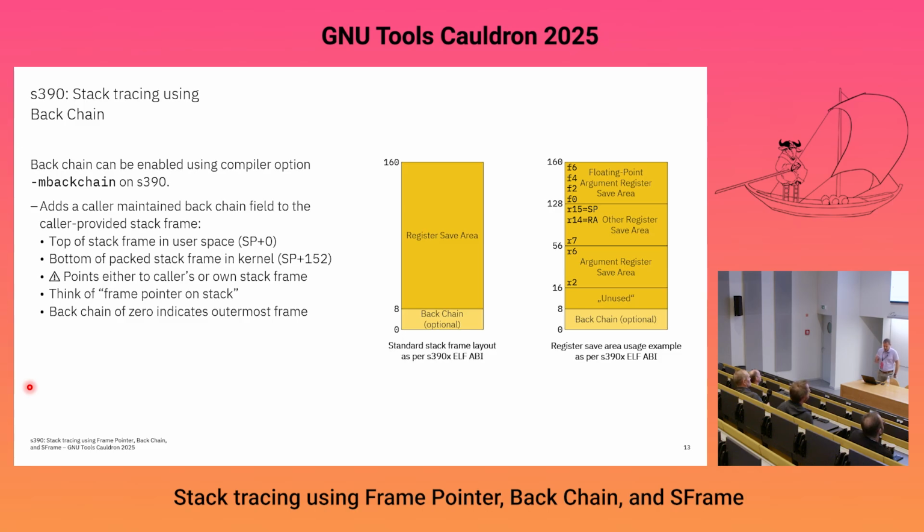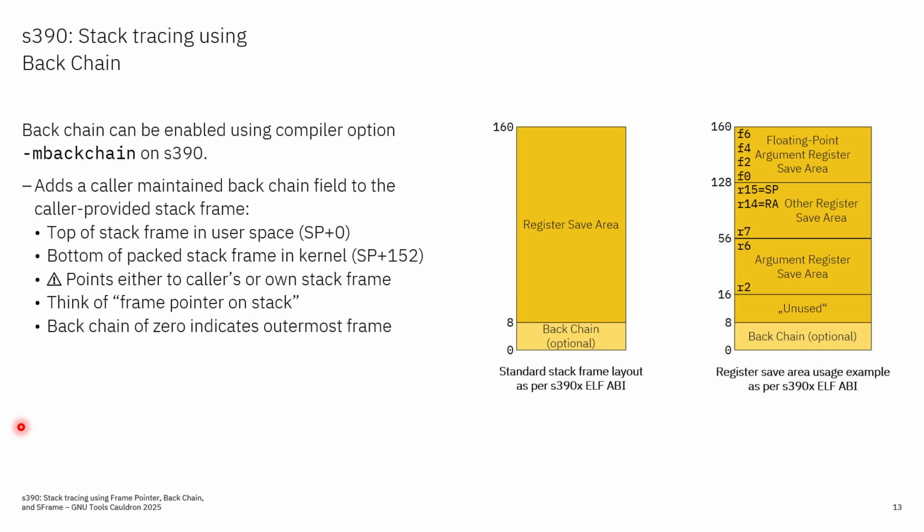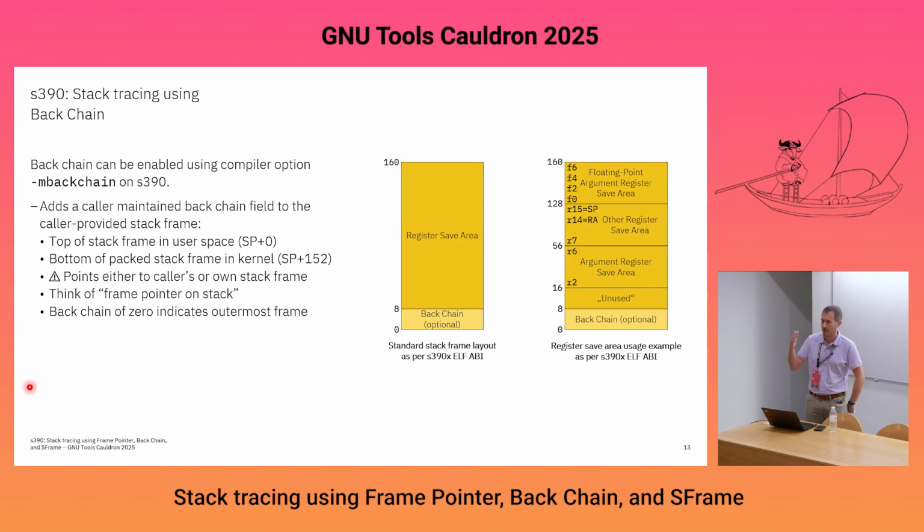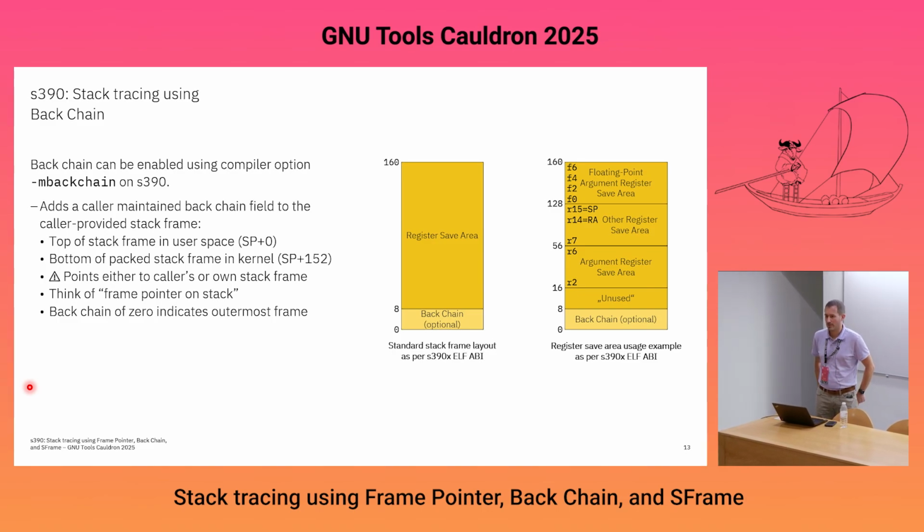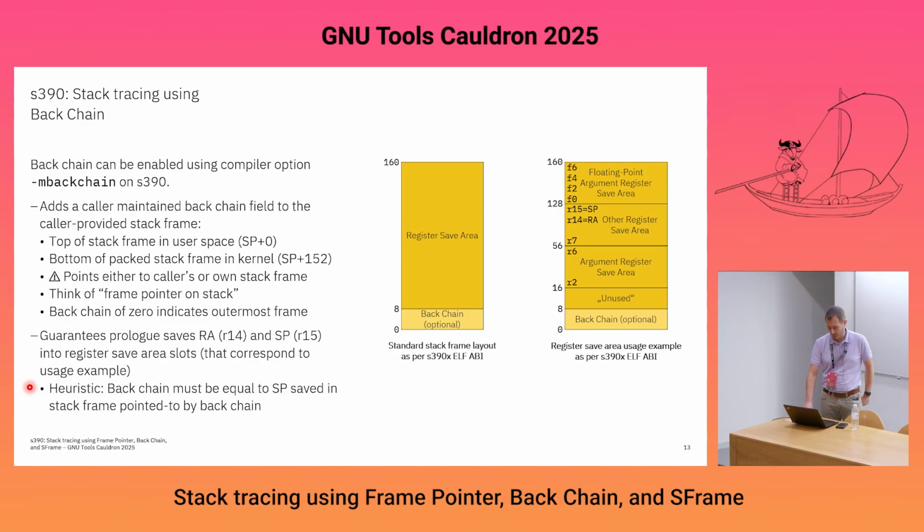And note that this has the same issues as with frame pointers. So the backchain either points at the caller's or its own stack frame. So there is the same issue that sometimes the stack tracer would record the caller's caller instead of the caller. So you can think of this as a frame pointer on the stack. And a backchain value of 0 indicates that an outermost frame is reached.